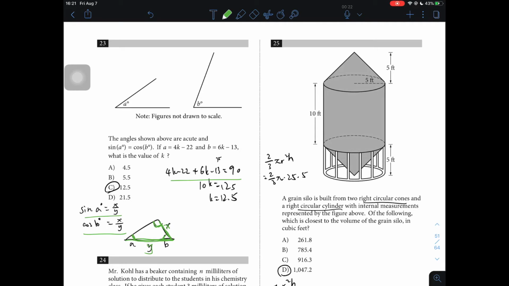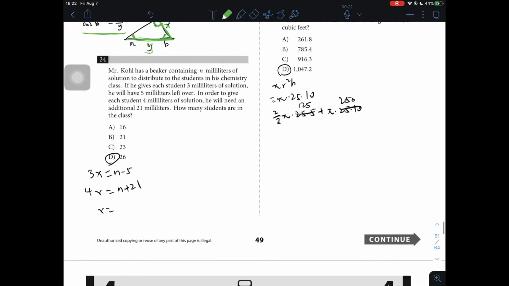So let me repeat. You know that it's the same thing, right? Sine A and cosine B have the same side. And you can just draw a triangle with a right angle. And you can see that A and B, you plot them together, equals 90, and therefore you can solve for the K, which is over here.